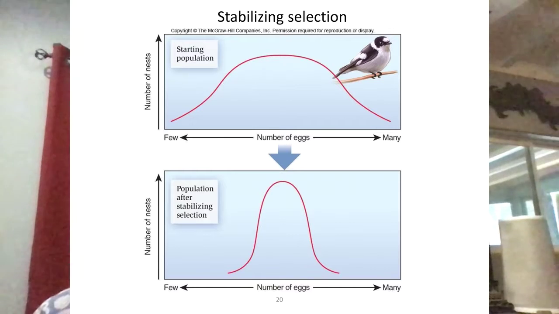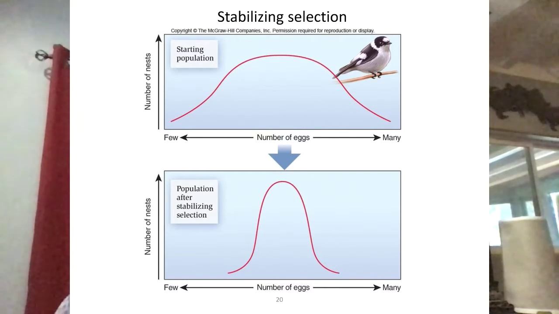What are we looking at here? I see a bird, and I see on the y-axis it says number of nests, and then on the x-axis there is a range of how many eggs a bird can lay. They didn't get specific, but it ranged from few eggs to many eggs. And it looks like usually in the population, birds may sometimes lay few or some will lay many.